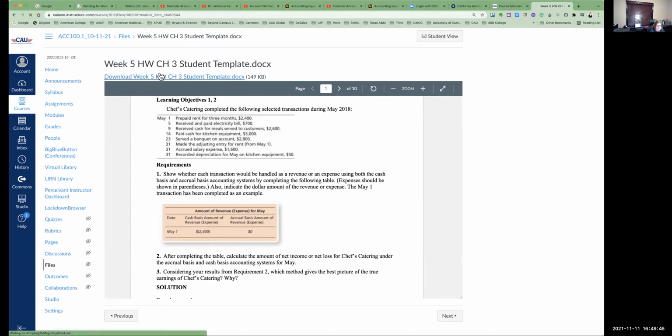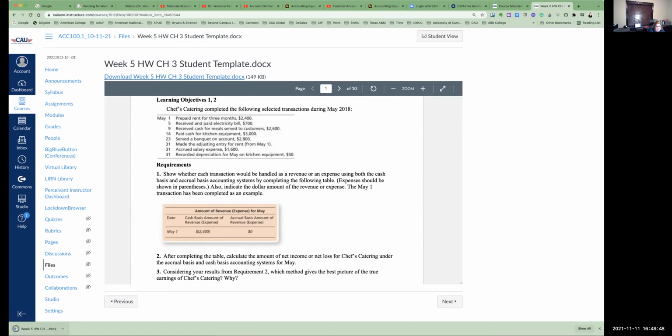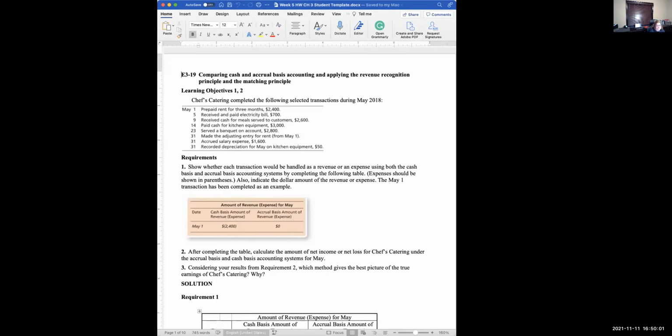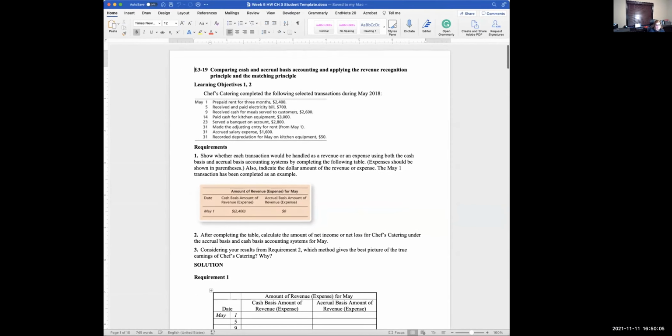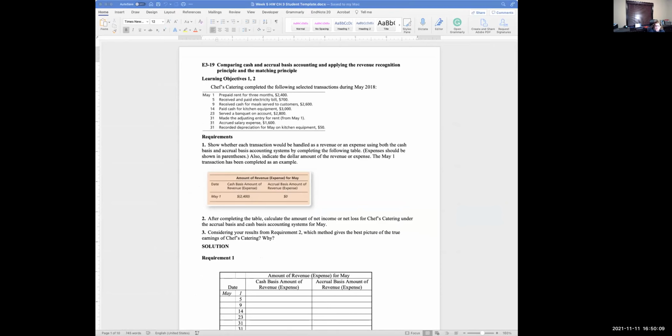Let me download the template so I can type it in. Give me 1 second to do that. Let me open that up and then go back here and share that with you. Perfect. So hopefully you're seeing our assignment here, and then we will go over and put in some of these for you.